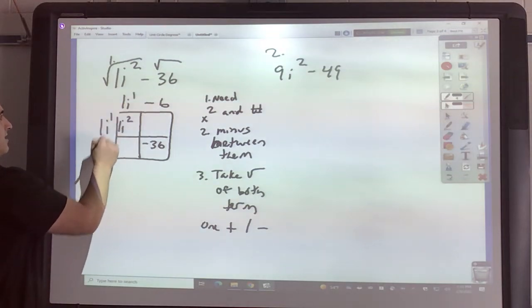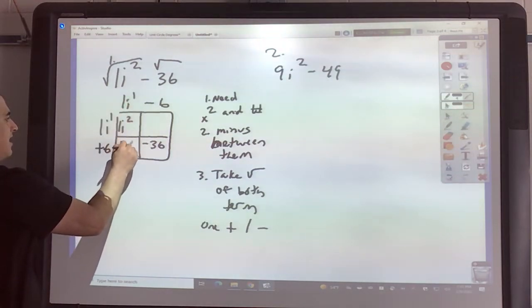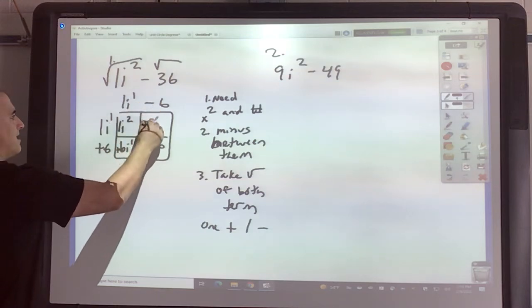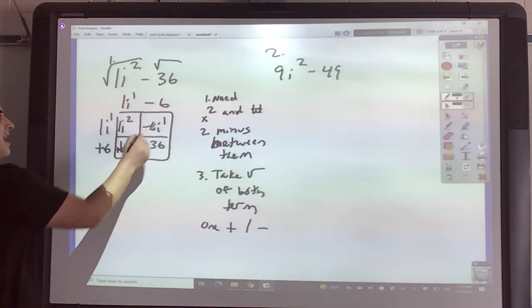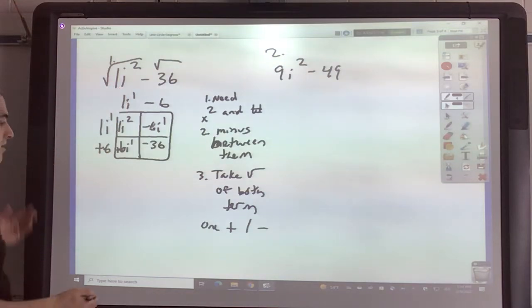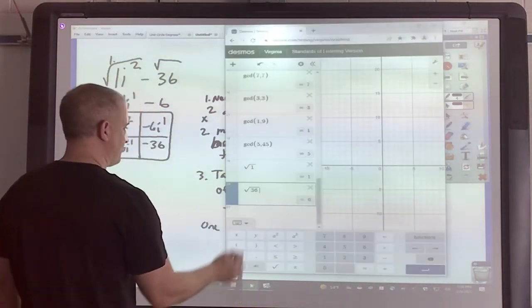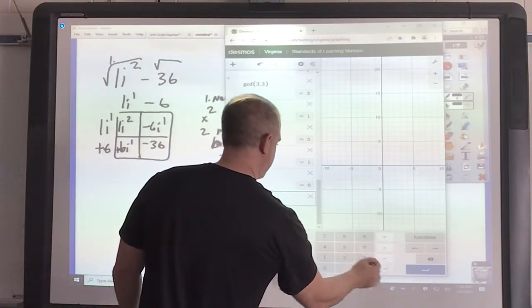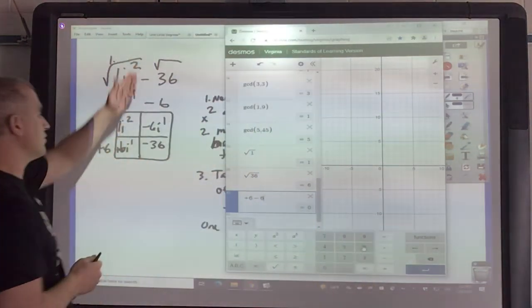Now, the idea is this times this would give me this. That would be 6i to the first positive. This would give me negative 6i to the first. So if you were to add those in Desmos, what you get is 0. So that's why we don't have a middle term. Because look, if you go positive 6 minus 6, I get 0. That's why there's no middle term here.